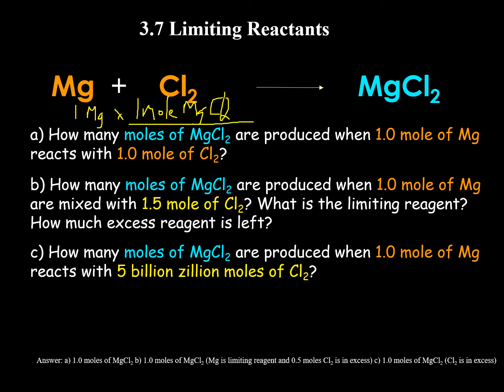MgCl2 for every 1 mole of Mg. So the Mg's cancel, and we're left with 1 mole of MgCl2. So how many moles of magnesium chloride can be produced when 1 mole of Mg reacts with 1 mole of Cl2? The answer is 1 mole of MgCl2. Both reactants will give us a maximum of 1 mole of MgCl2.